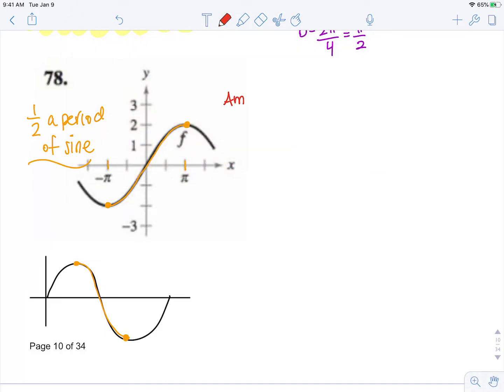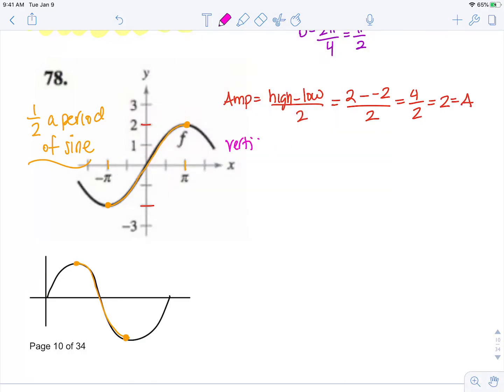So we begin the same by doing our amplitude, which is our highest y value minus our lowest y value divided by 2. Our highest y value is 2. Our lowest y value is negative 2, divided by 2, which is 4 over 2, which is 2. That's our A.